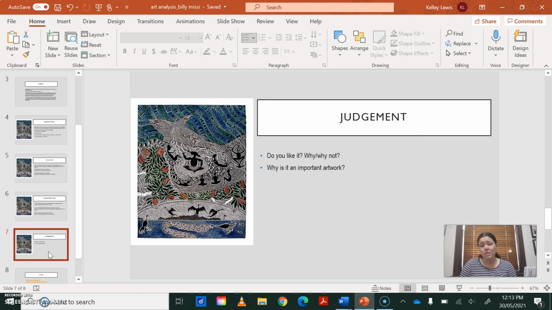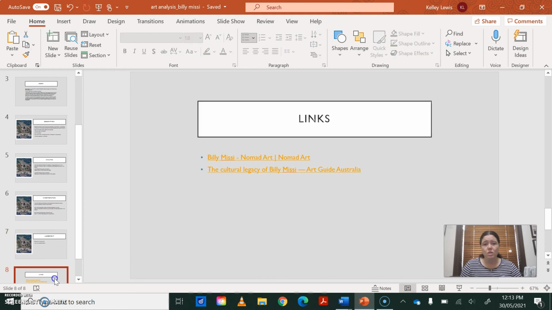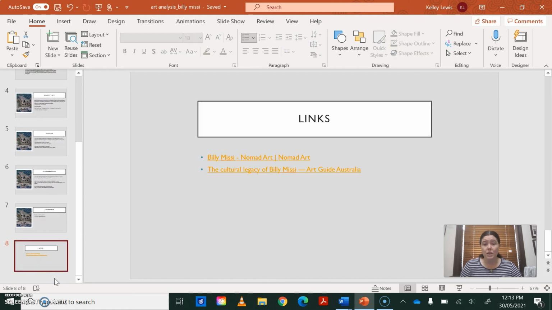And if you are thinking that you don't really like it, maybe write that, but then you could write why you think it's an important artwork. Why would we get you to include this in your art analysis? Why are we looking at this particular work? There are also some links that you can look at with Billy Missi.